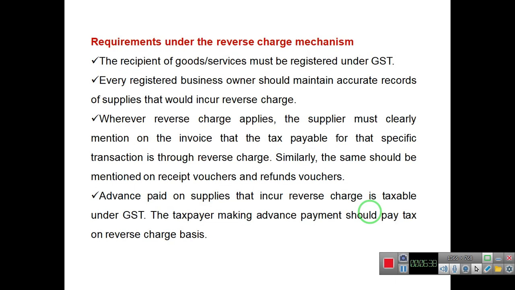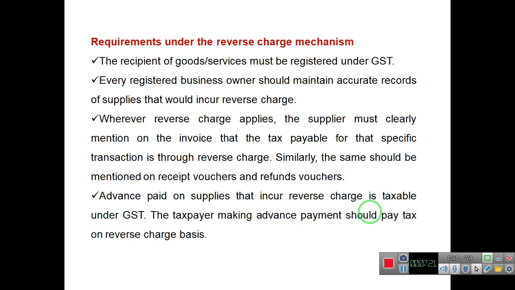In case of reverse charge mechanism applicability, there are some requirements. The first requirement: the recipient of goods or services must be registered under GST. Second, every registered business owner should maintain accurate records of supply that would incur reverse charge. Wherever reverse charge applies, the supplier must clearly mention on the invoice that the tax payable for that specific transaction is through reverse charge. Similarly, the same should be mentioned on the receipt voucher and refund vouchers.